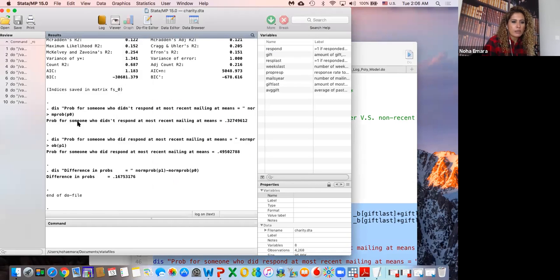So the probability for someone who didn't respond at the most recent mailing, at the means, is 32.74 or 75 approximately percent. The probability for someone who did respond at the most recent mailing is most likely going to respond again, so it's higher. The change in the probability is around 16.75% between not responding and responding.